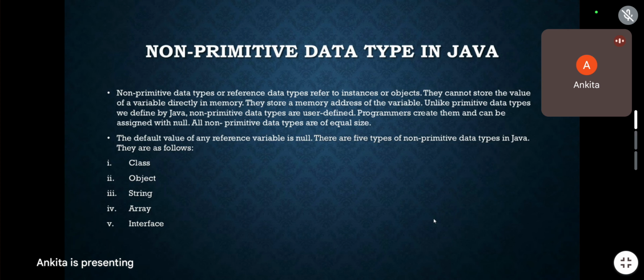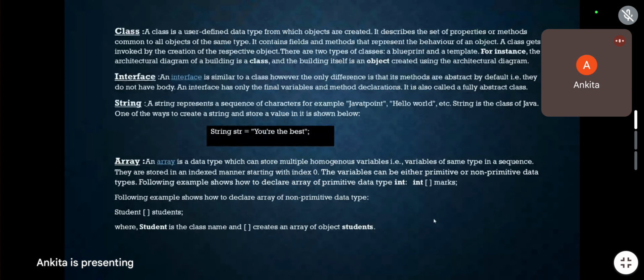The next is non-primitive data type in Java. Non-primitive data type or reference data type refer to instance or object. They cannot store the values of a variable directly in the memory. They store a memory address of the variable. Unlike primitive data types defined by Java, non-primitive data types are user-defined. Default value of any reference variable is null. There are 5 types of non-primitive data types, that is class, object, string, array, and interfaces.